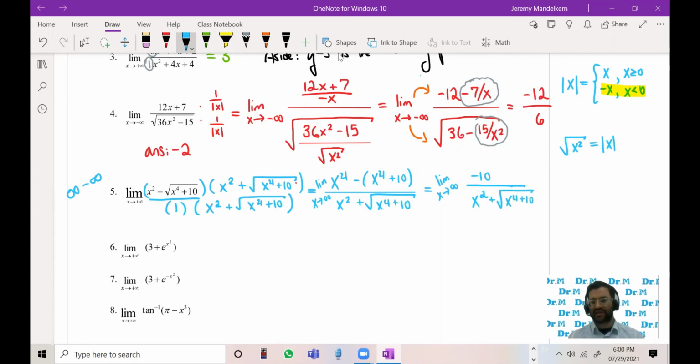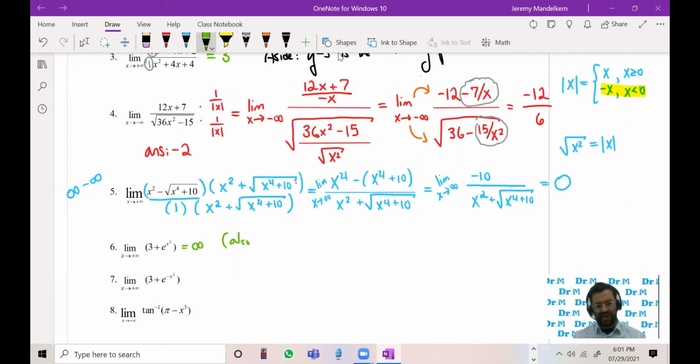Yes, it does. So when the numerator is a constant and the denominator tends to infinity, we say the limit is 0. Let's try the next one. So here we want the limit as x goes to infinity of 3 plus e to the x squared. We know exponential e to the x blows up to infinity as x goes to infinity. So e to the x squared will also go to infinity. The plus 3 is kind of immaterial here. We can say that this is equal to infinity.